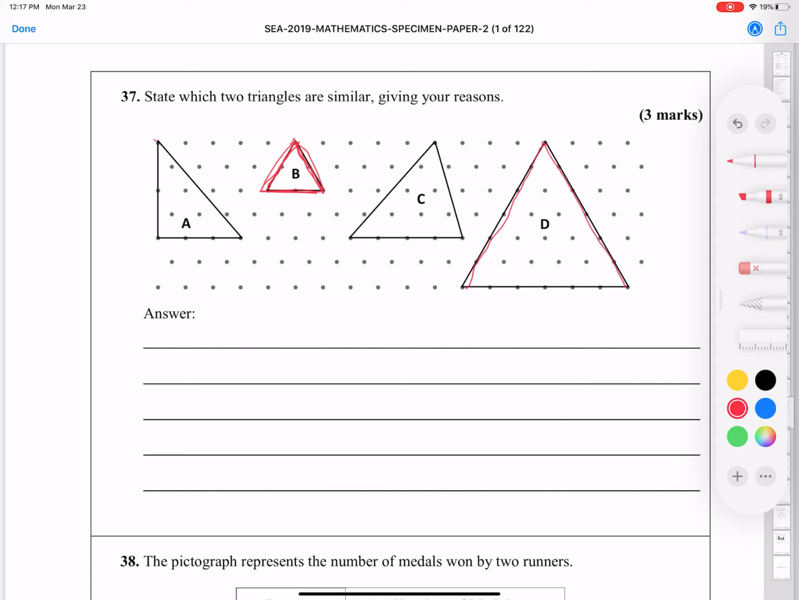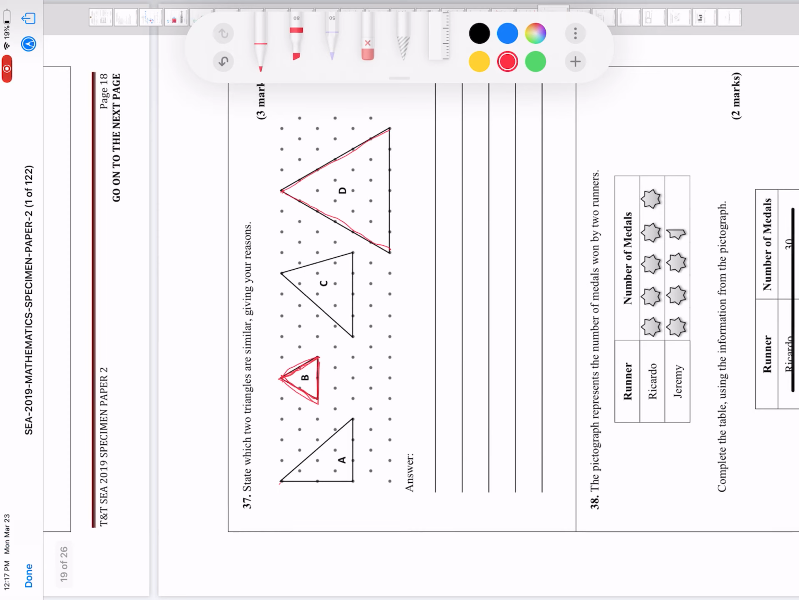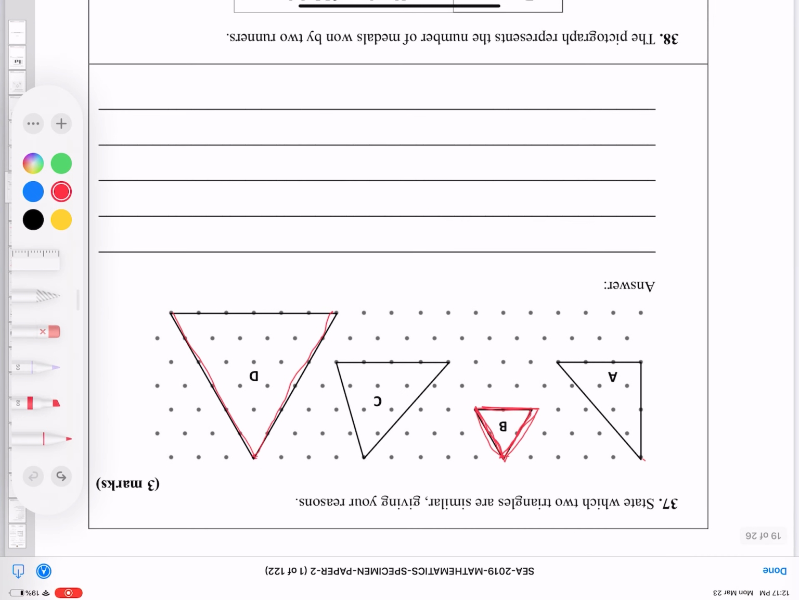A pictograph represents a number of medals won by two runners. Ricardo, 1, 2, 3, 4, 5 and a half stars. Jeremy, 1, 2, 3, and a half stars. Complete the table using the information from the pictograph. Ricardo, 30. How can 1, 2, 3, 4, 5 stars add up to 30?